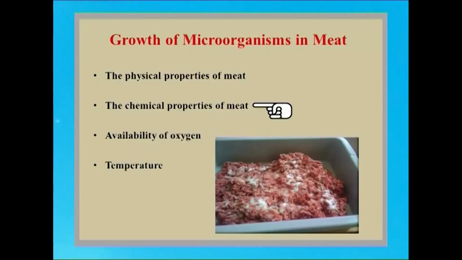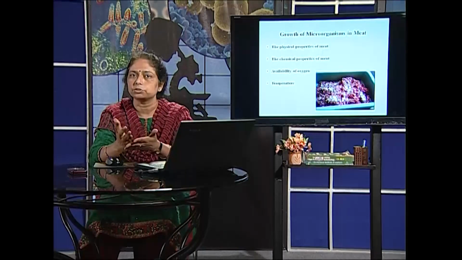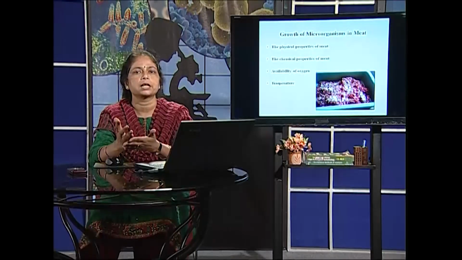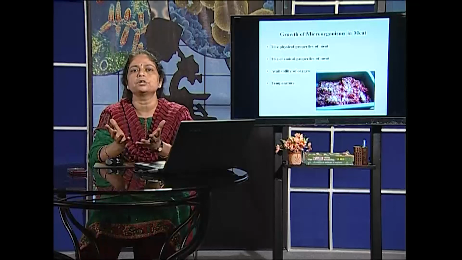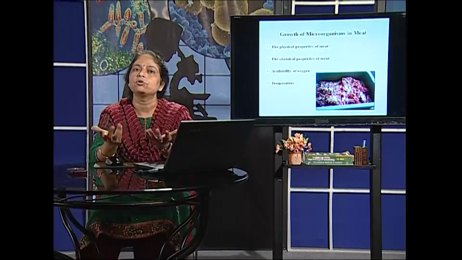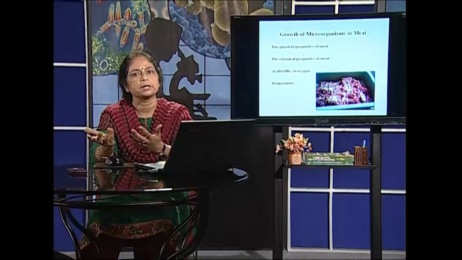The second most important factor is the chemical property, that means the composition of the meat. Now, meat comes from different sources. It may be poultry, that means chicken. It can be beef, it can be goat. So the composition of meat varies, and therefore the growth of microorganisms also varies.